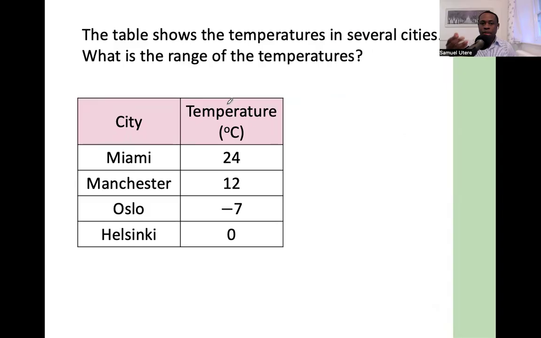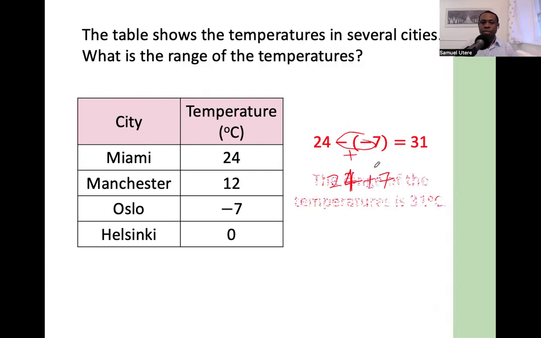So the biggest one is 24, and we want to subtract negative 7 from 24. Now remember, those two negatives will be positive. So this is the same thing as doing 24 add 7, which is 31. So the range of the temperatures is 31 degrees Celsius.